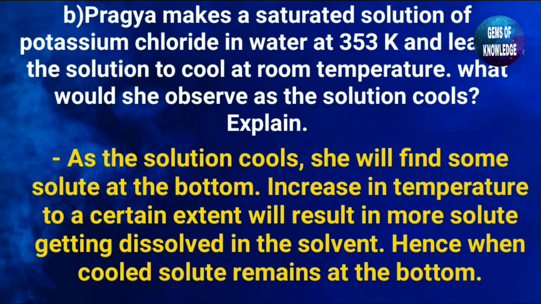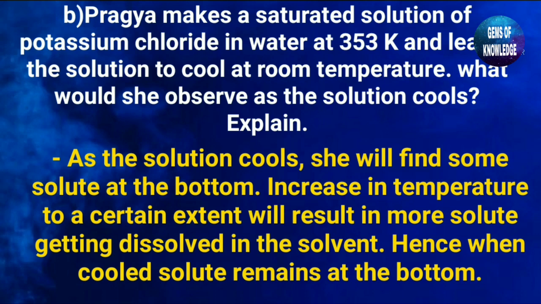So in that third question, one more question is given, that is B1. So the question here is Pragya makes a saturated solution of potassium chloride in water at 353 Kelvin. Okay, so what she is making? She is making a saturated solution of potassium chloride in water and leaves the solution to cool at room temperature. So what would she observe as the solution cools? So we have to explain what she is observing when the solution is cooled at the room temperature.